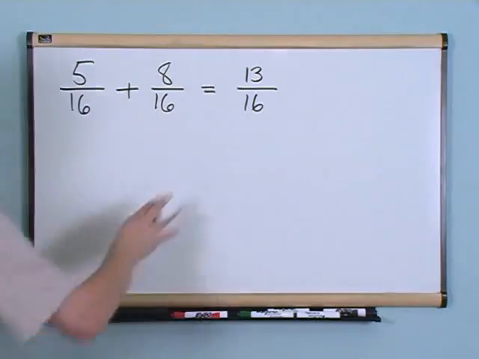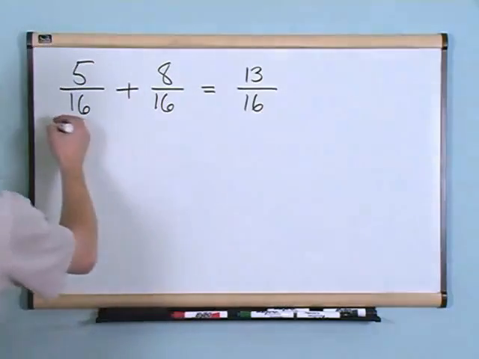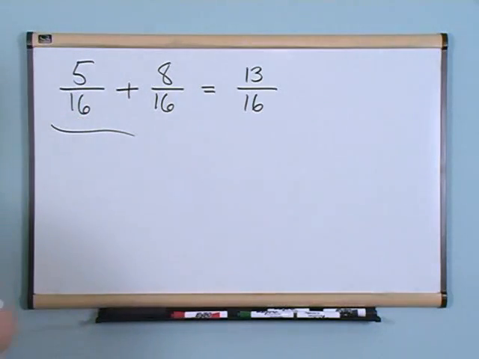And then you need to ask yourself, can I simplify this anymore? No, I can't think of anything I can divide 13 and 16 to make a nice number. So I'm done. This is the answer. Okay?